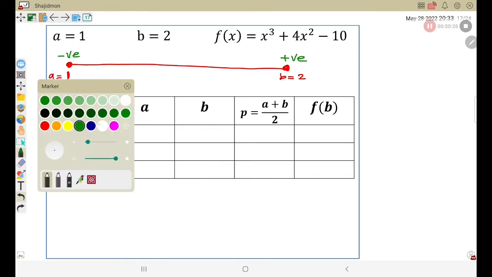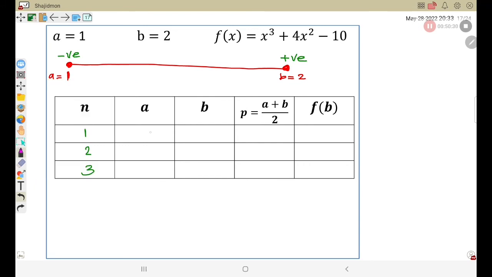Now start with the a number. What is our a number here? A number is 1. What is our b number? B number is 2. Take the middle of these two numbers, 1 plus 2 divided by 2. So we will get 1.5. Now calculate f of p, not f of b. F of p calculate.